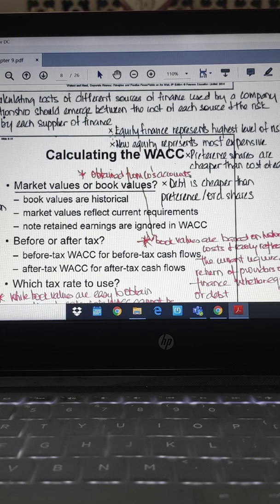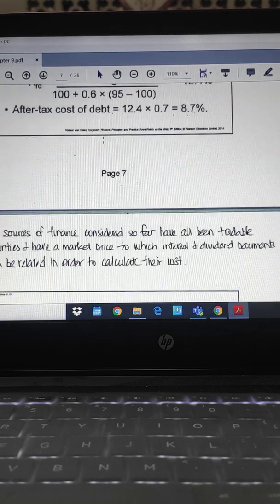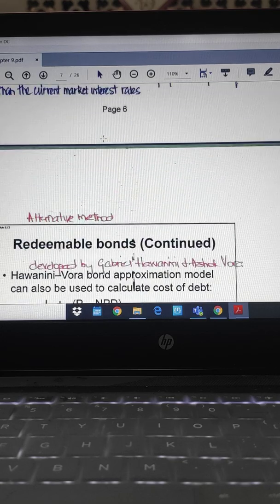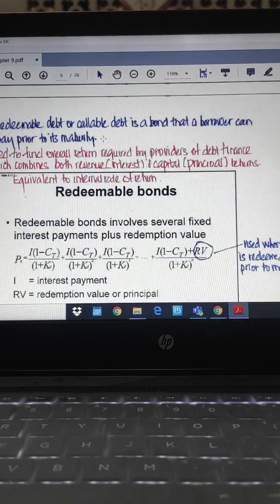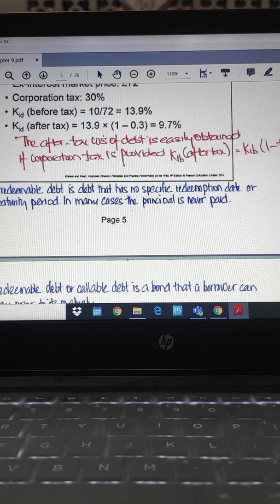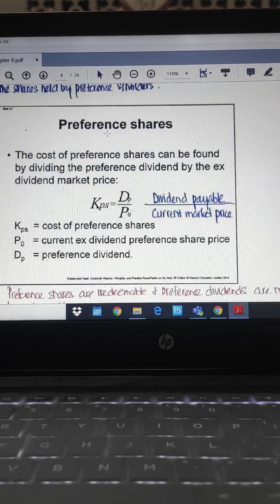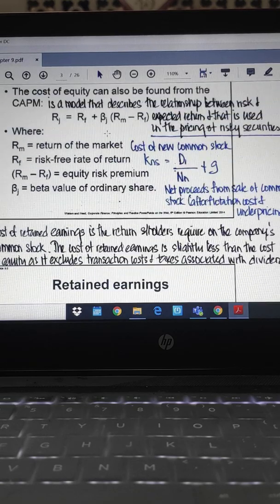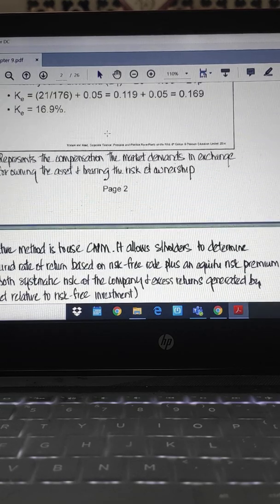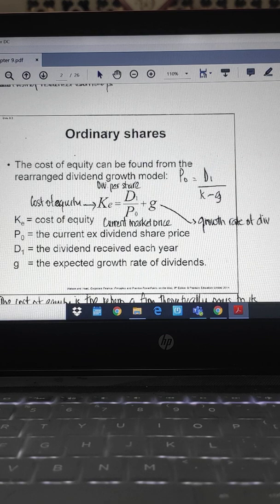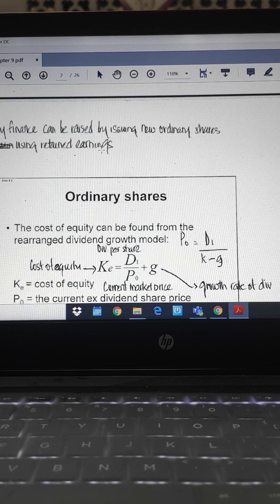We now continue with the cost of capital calculations. As you can recall, in the previous session, we covered calculating the individual sources of funds. We started by learning how to calculate the cost of equity, or the cost of ordinary shares.